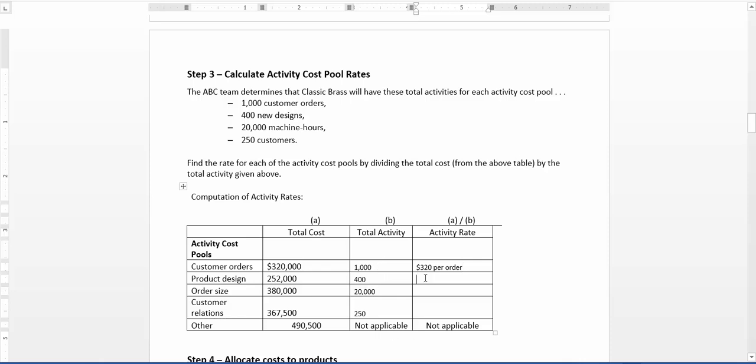All right, so remember this is no different than when we did a predetermined overhead rate, only instead of one rate, remember we're using a bunch of different rates, and these rates include both period and product costs. All right, so next up we're going to divide our 252,000 by 400, and that is going to give us $630 per design. Our order size, we're going to divide the 380,000 by the 20,000, and that will give us $19 per machine hour.